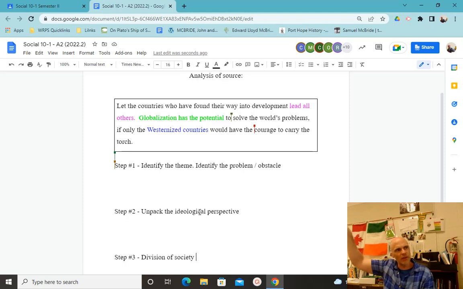Up top it says, let the countries who found their way into the development lead all others. Who found their way? Western countries. So what does it mean? What does that first sentence even mean? We need to spend more time on that. Let the countries, these Western countries who found their way into development lead all others. What does that mean, found their way into development? The United States found their way into development. Canada found their way. England found their way. What is a potential point of controversy or diversion in that language, found your way?